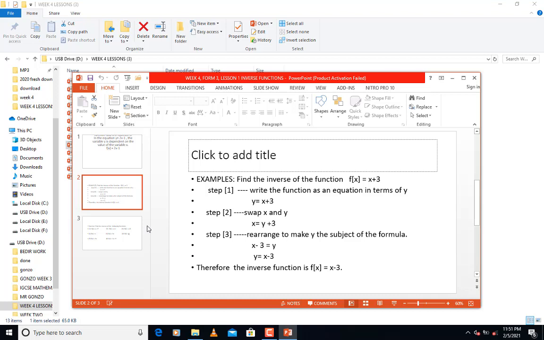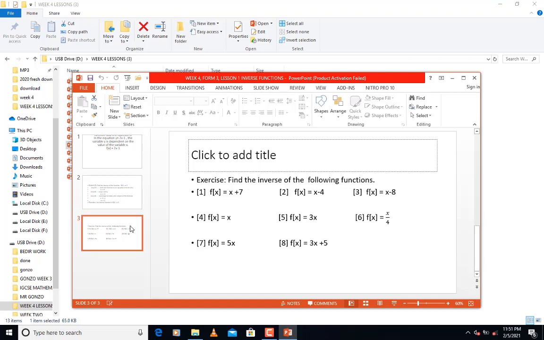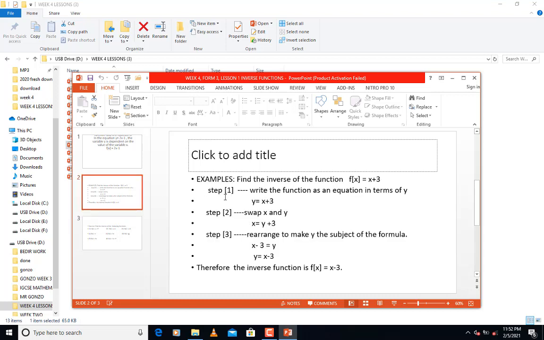Now let's look at another example. Do we have another example? No, but now in this exercise, find the inverse of the function. This exercise is simple and straightforward. You follow the steps I have outlined. Step 1, remove the f of x and replace it with y. Step 2, swap x and y. Step 3, make y the subject of the formula.